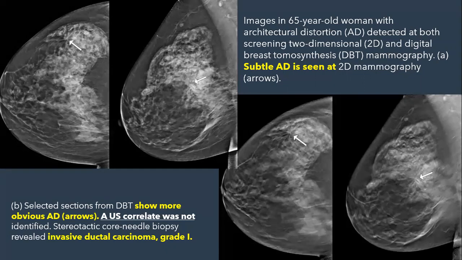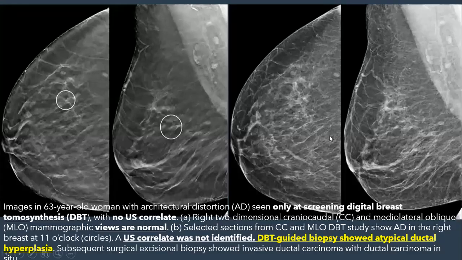Okay, this is another patient. If you look at the 2D, it looks normal, just scattered fibrotic parenchyma. But the 3D demonstrates an area of architectural distortion, very subtle. Ultrasound was normal, and biopsy revealed invasive ductal carcinoma with carcinoma in situ.